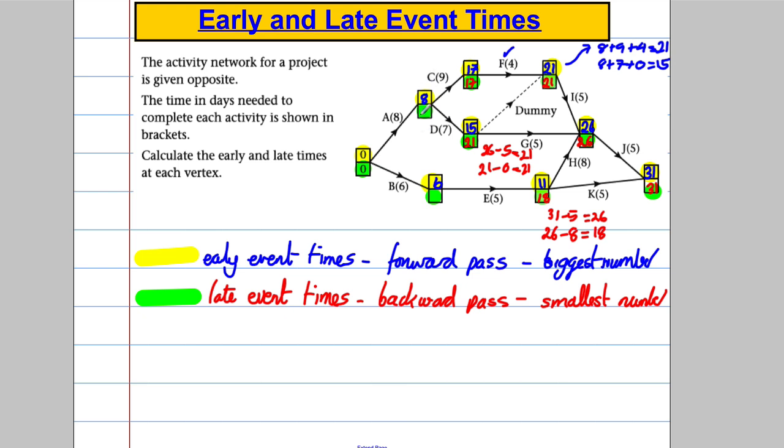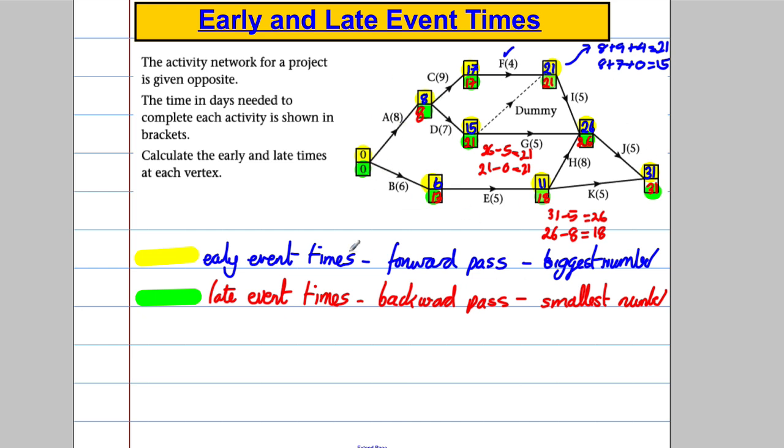What's going to go in here? Well, this one's either going to be 17 take away 9, which is equal to 8, or it's going to be 21 take away 7, which is equal to 14. I want the smaller, so I'm going to choose 8. And what about this one here? Well, it's 18 take away 5, which is 13. And I get myself back like that.